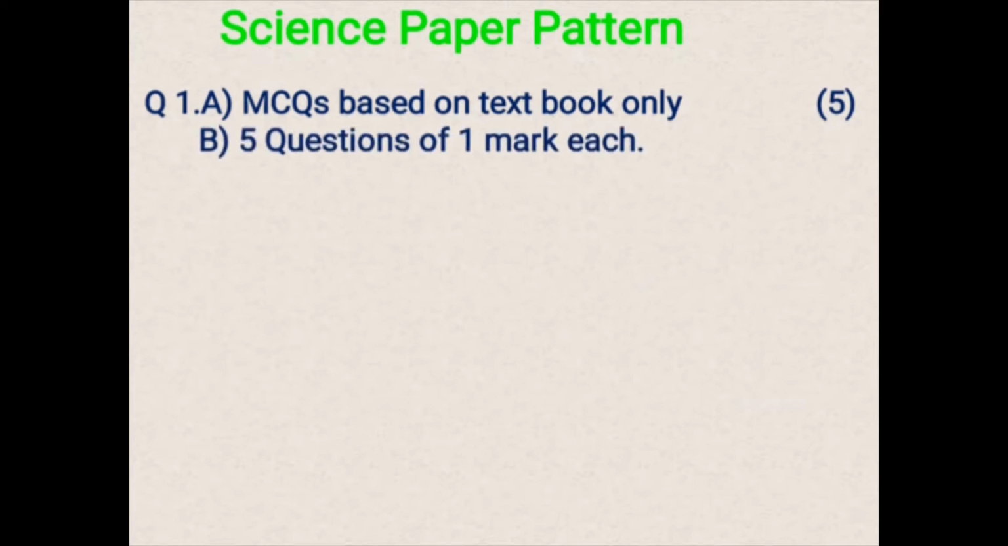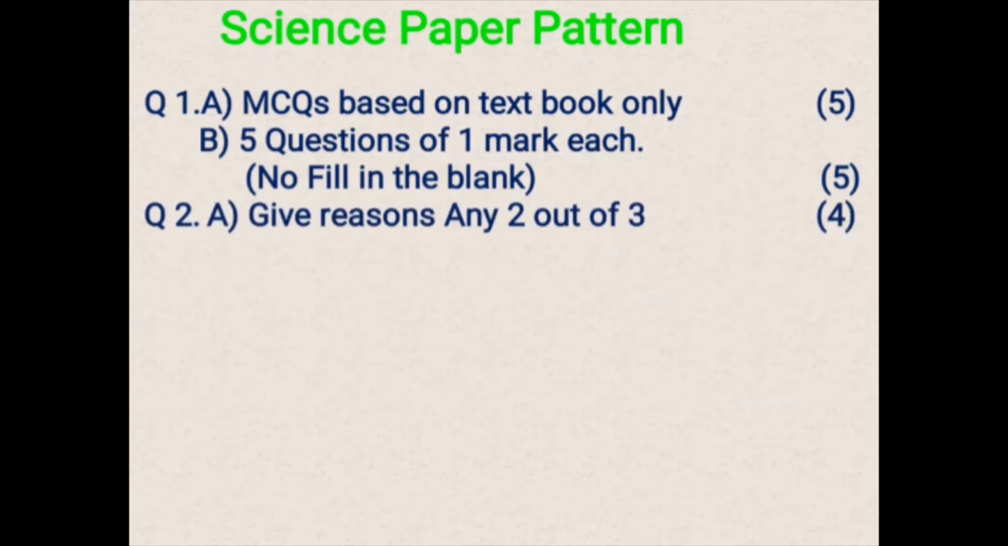Question number 1B is also objective questions of 1 mark each. So in all, 5 marks. There will be no fill in the blanks. It may include odd man out, write true or false, match the column, name the following, write molecular formula.